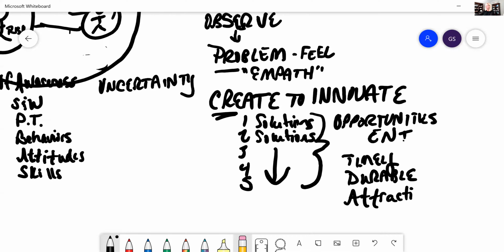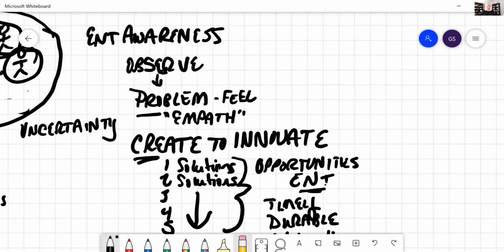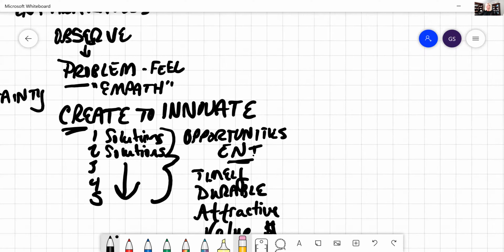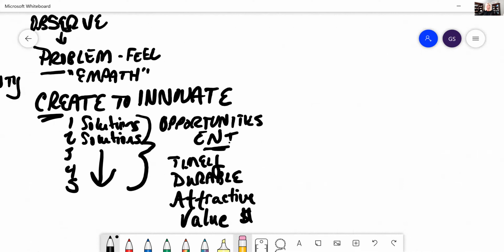Now, every opportunity must have all three of these components. If we want to make this an entrepreneurial opportunity, then we're going to add one more component, and that component is value, because we need to be sure that the customers will spend money on this solution. So as we look through each one of these solutions to determine which one is an opportunity, we're making sure, like I said, that the solution is timely, durable, attractive, and that it has value, meaning our customers will buy it.